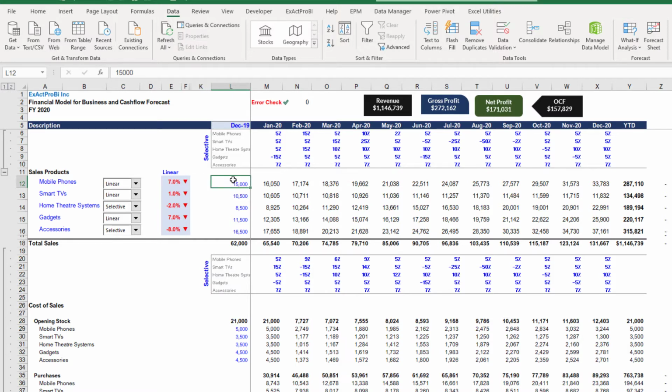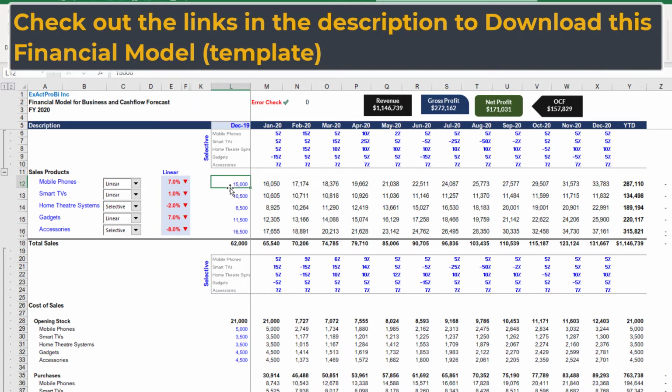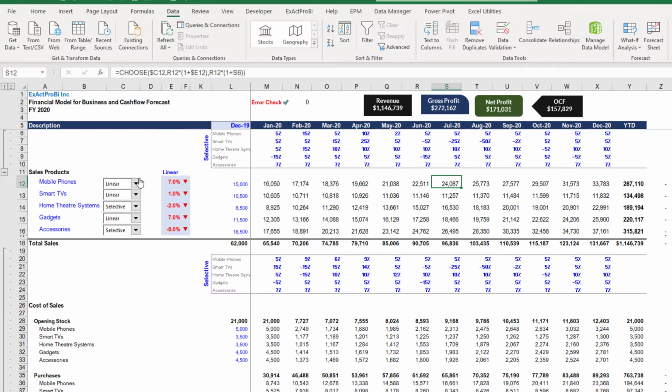So 15,000 was our base sale, which is our own assumption based on our own market analysis, that we can sell up to $15,000 worth of mobile phones in a month. Based on that particular base sale, you can increase the sale month by 7%. So linear means every month the sale is increasing by 7%. As you can see, every month 7% growth is added.